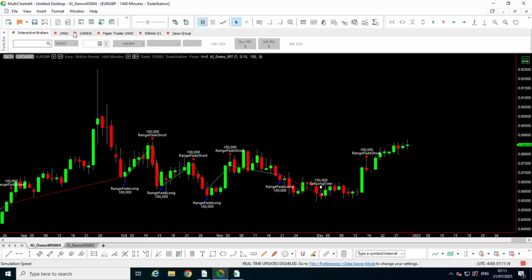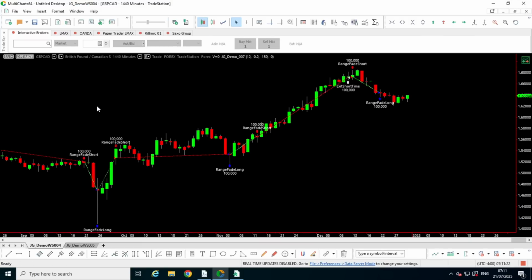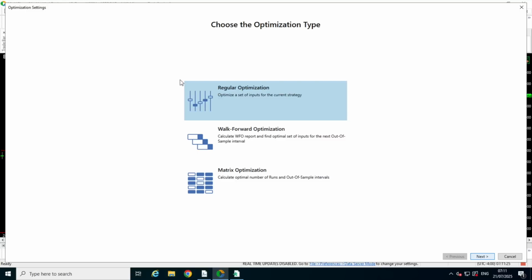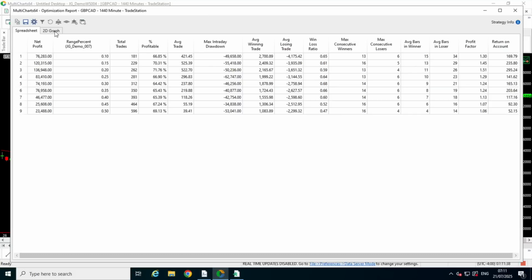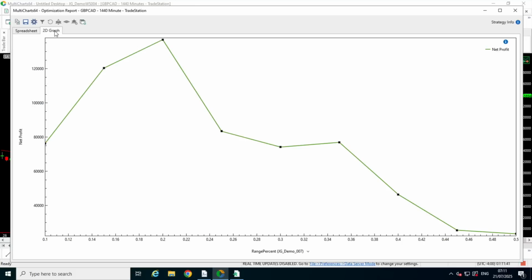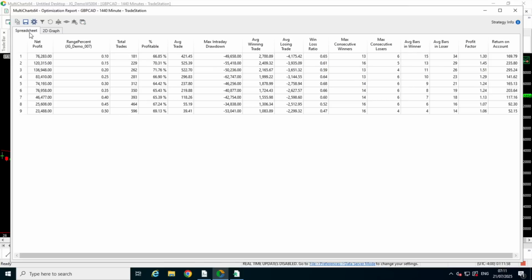and run the same test on pound Canadian. We didn't change that range length, did we? It was 12. And we can see similar kind of results where we quickly see a peak and then it falls off. This time our peak is at 20%, so that seems to be the best. 15% does work quite nicely as well. Let's just set them both at 15%.